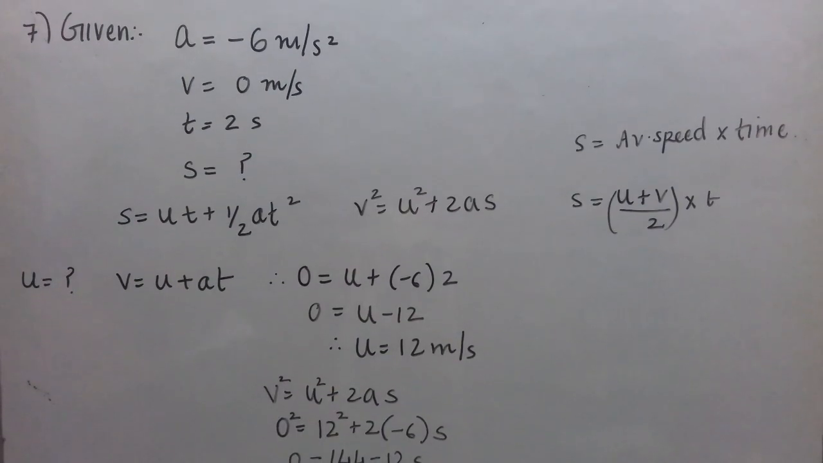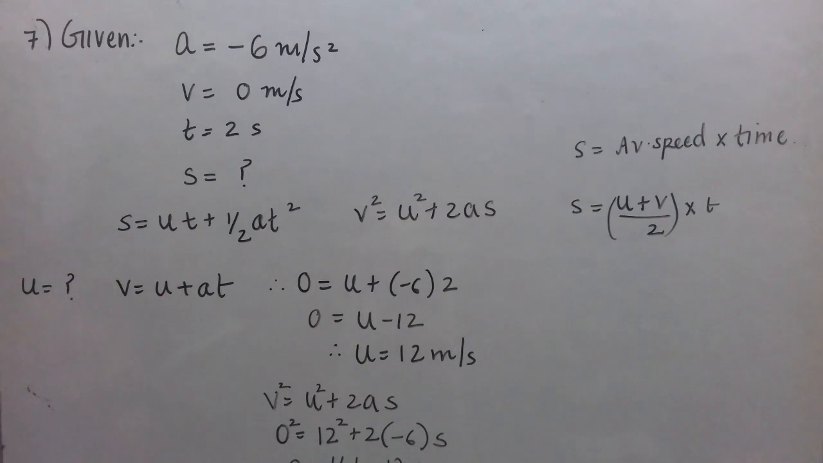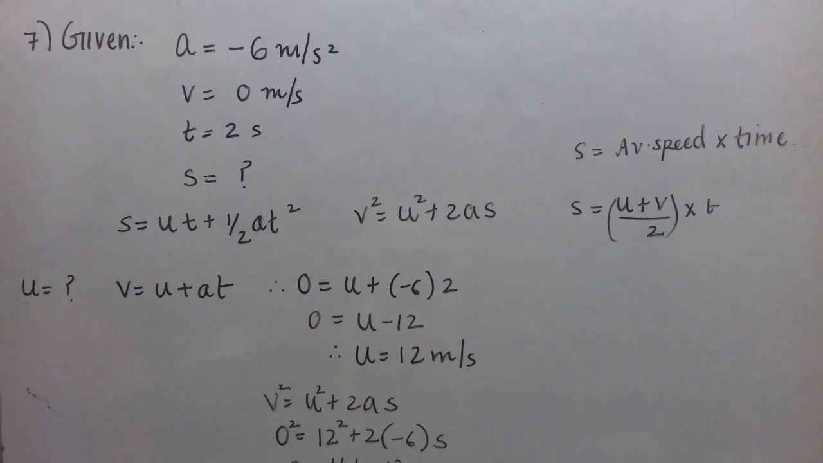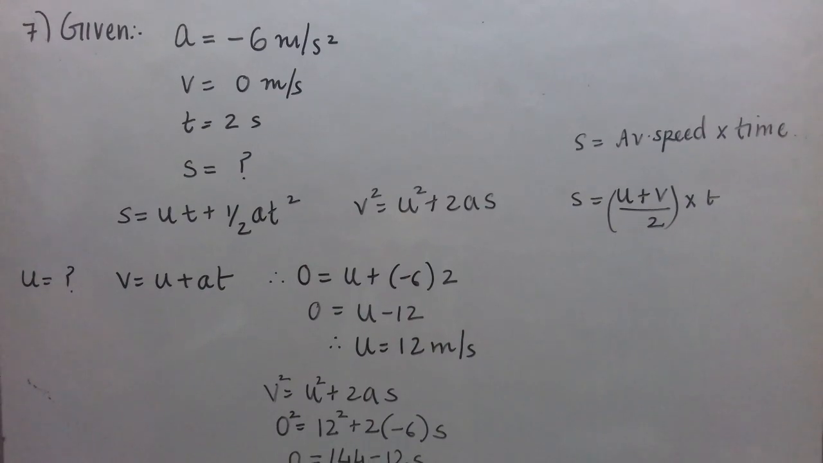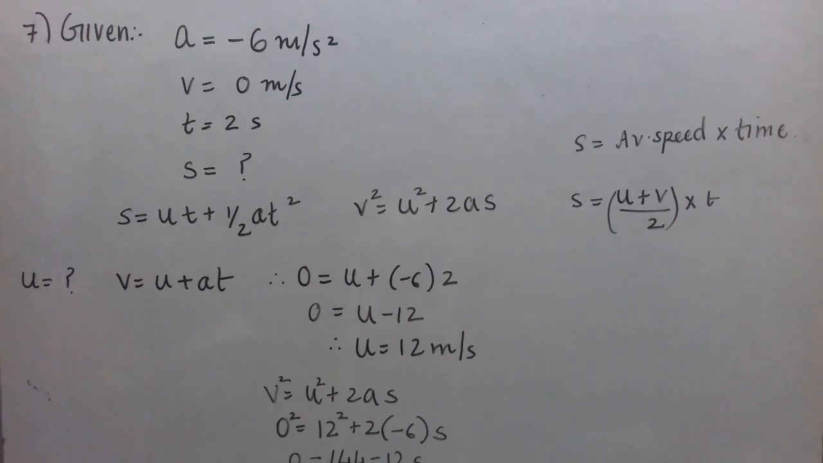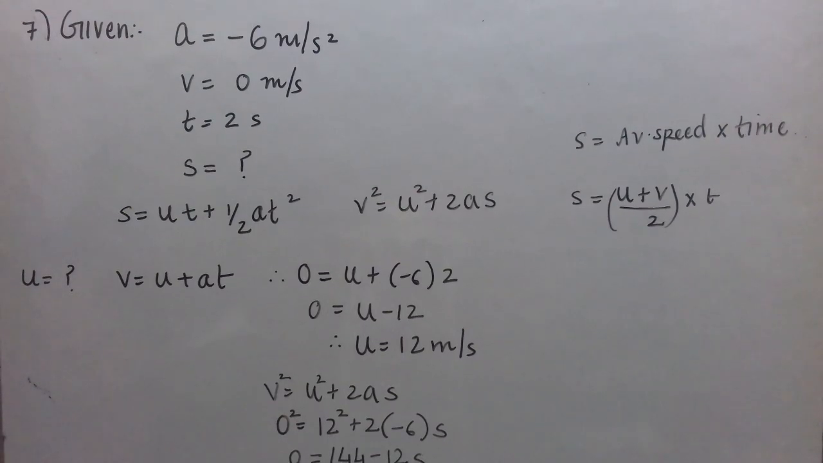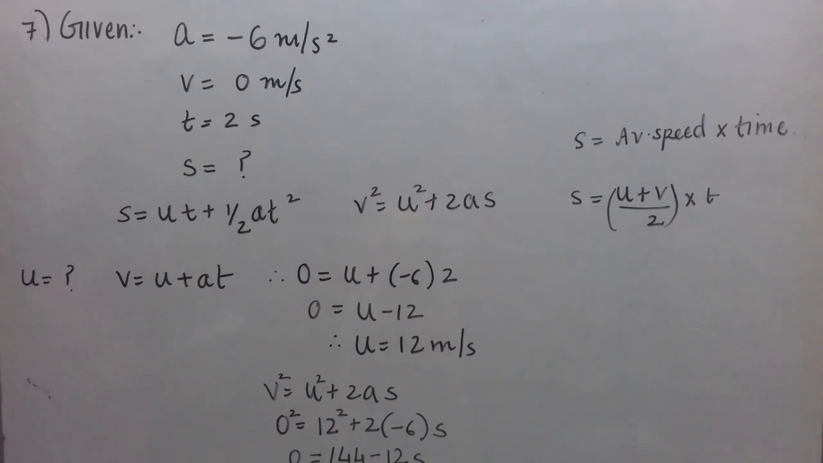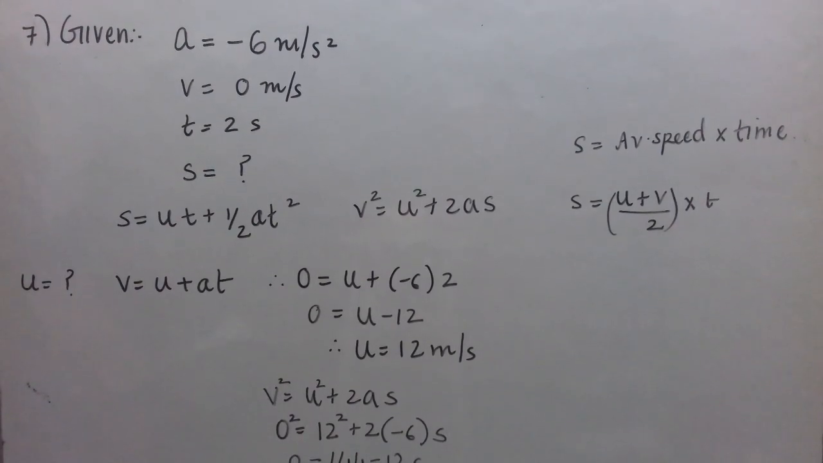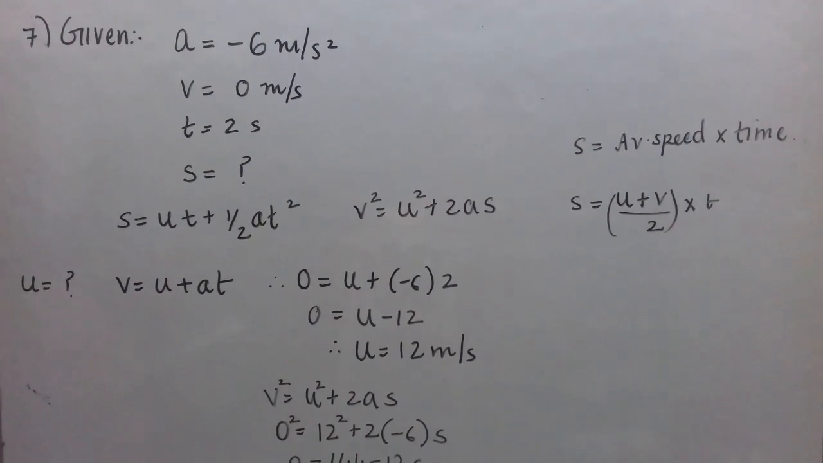Now today's last numerical is the seventh one. So I'll read the question here. The brakes applied to a car produce an acceleration of 6 meter per second square in the opposite direction to the motion. If the car takes 2 seconds to stop after the application of brakes, calculate the distance it travels during this time. So let me read it again and you please listen carefully.